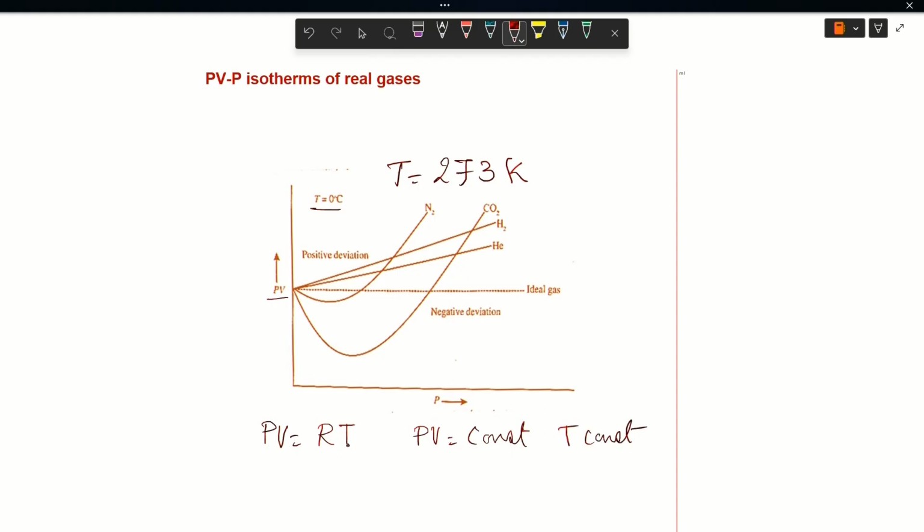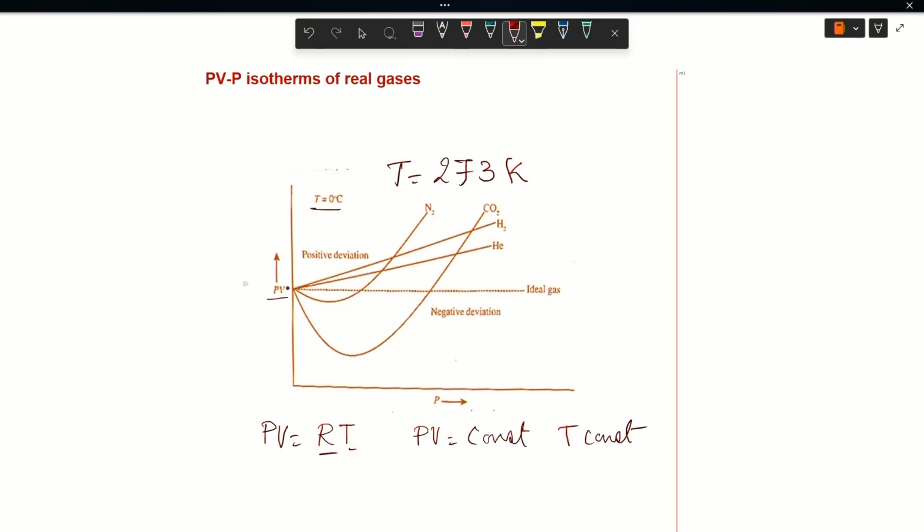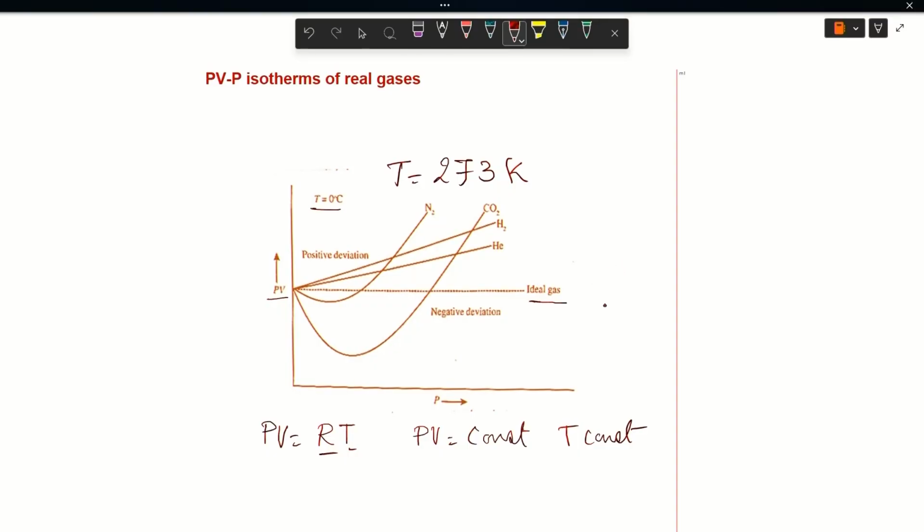There is no variable, because when T is constant, R is a constant, and therefore PV, the product, should be a constant. Now, you can see a dotted line drawn here. In this case, you can see the product of PV is a constant; you can take any pressure value, and for all these pressure values, the value of PV is a constant, and this represents the behavior of an ideal gas.